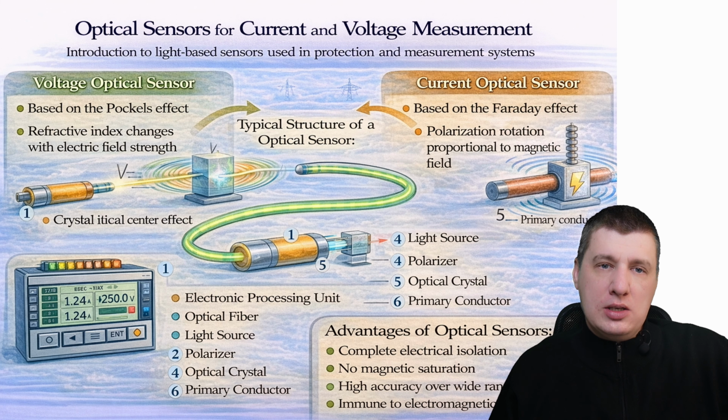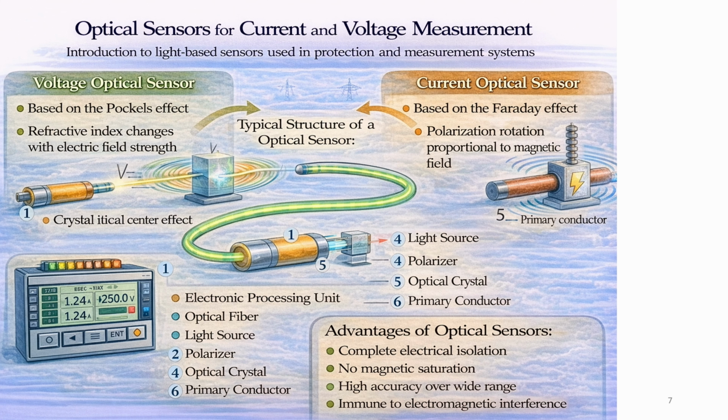Now we look at optical sensors used in protection and measurement. In addition to conventional transformers, modern systems use light-based sensors known as optical sensors. These sensors can operate as both current sensors and voltage sensors. The sensing element of an optical sensor is a crystal without a center of symmetry. Its optical properties change under the influence of electrical or magnetic fields.